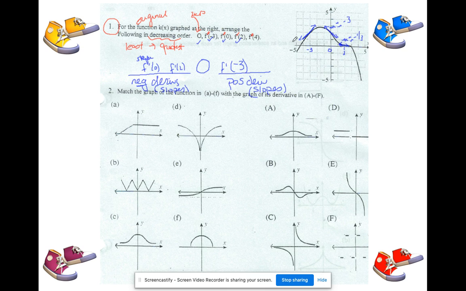Now let's look at f prime at 4. Whoa. That's still negative, but it's super negative, right? It's even steeper. So let's say that slope is approximately -10. So still negative, so I'm still to the left of 0, but even steeper.